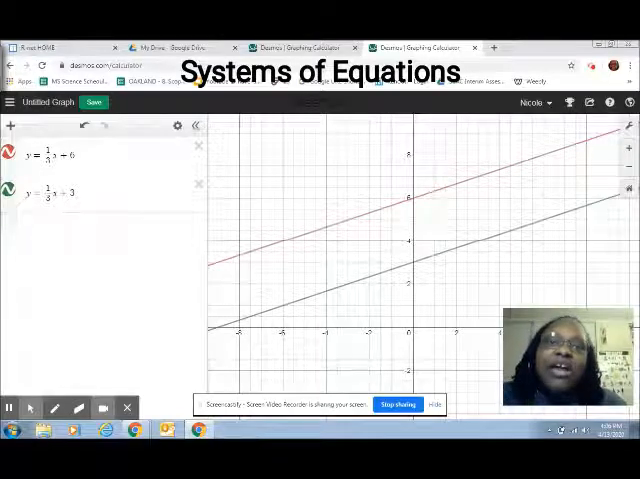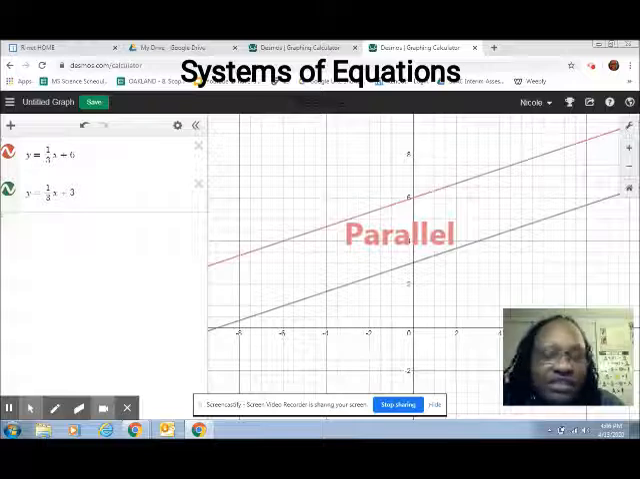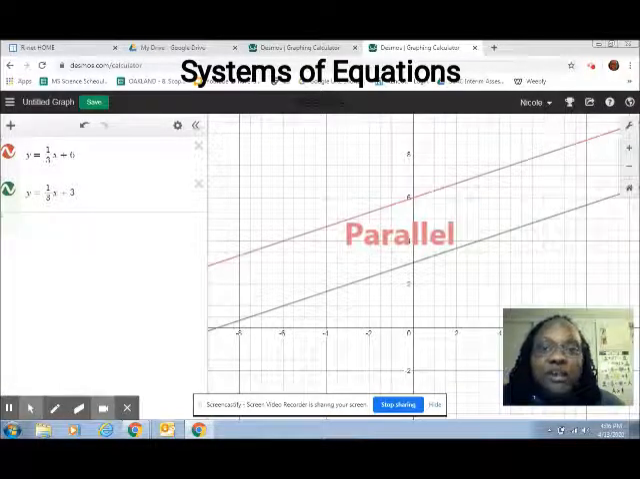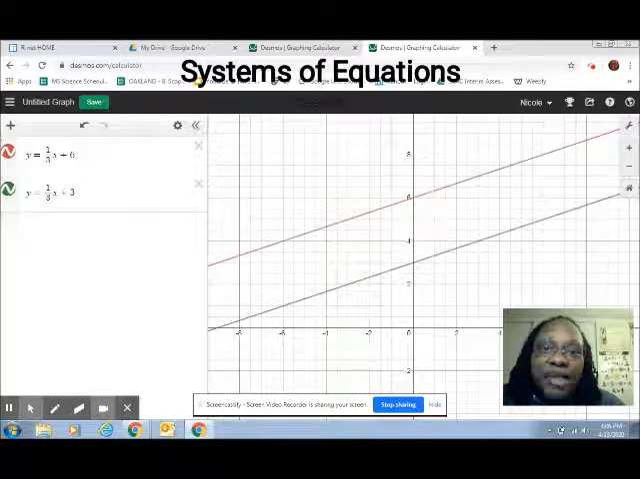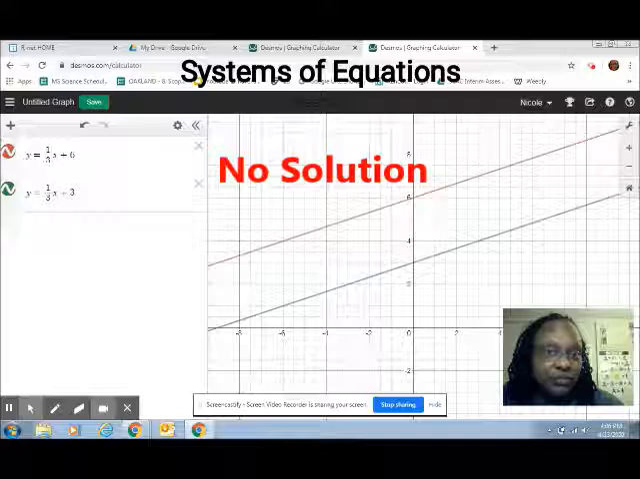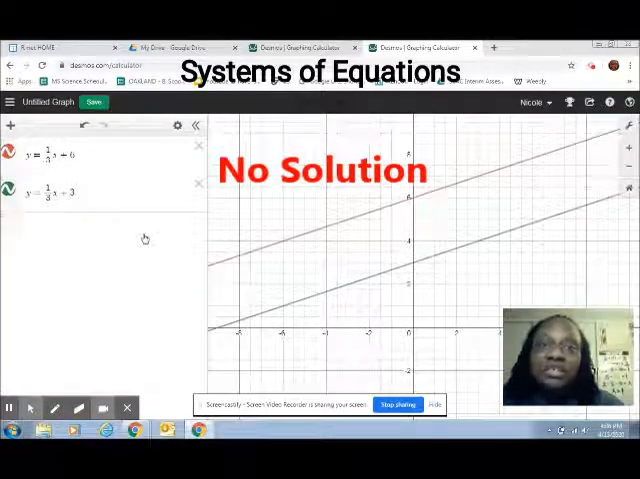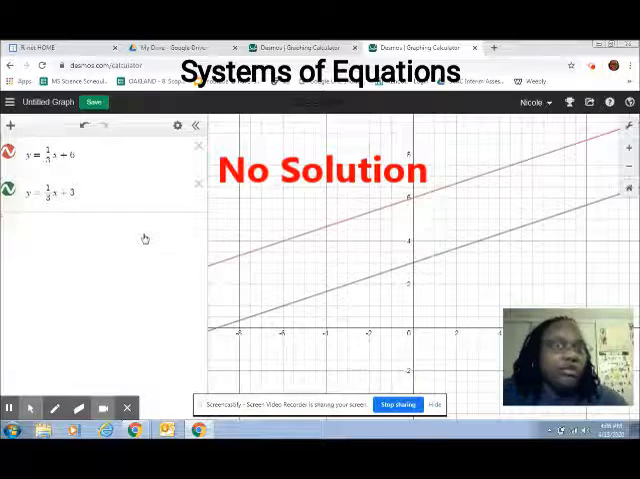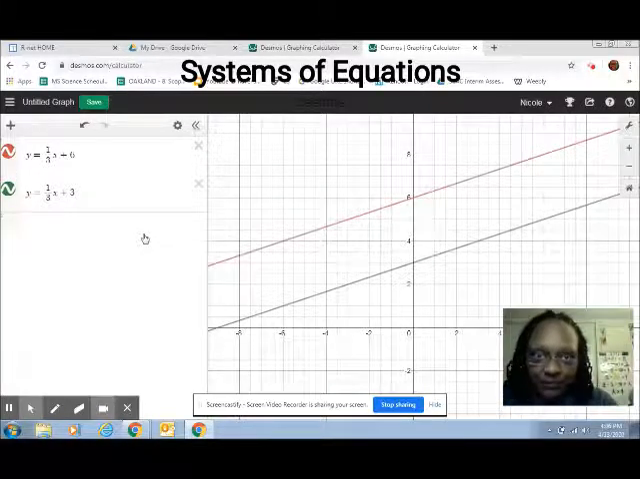So these two lines are parallel to each other. They never physically make any contact. There is not one x and y value where they are exactly the same. Therefore, this system has no solution. So if I were to write down what the solution is to this system, I would say no solution because there is none. They never cross ever.